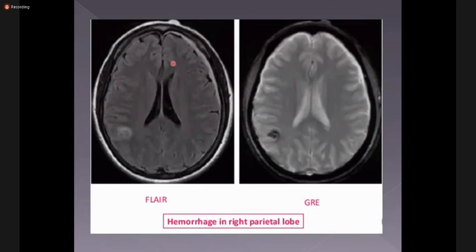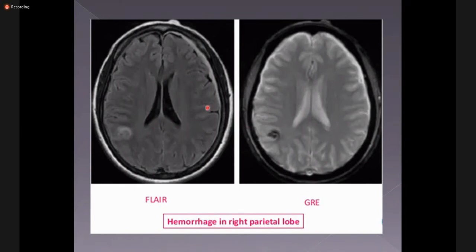This is the FLAIR image. Sometimes we get confused with gradient echo images. Basically in FLAIR images, fluid is black, and in other images this fluid is white. Otherwise, other signals are almost the same. The gray matter is gray, and white matter is dark compared to the gray matter. So this is the FLAIR image.